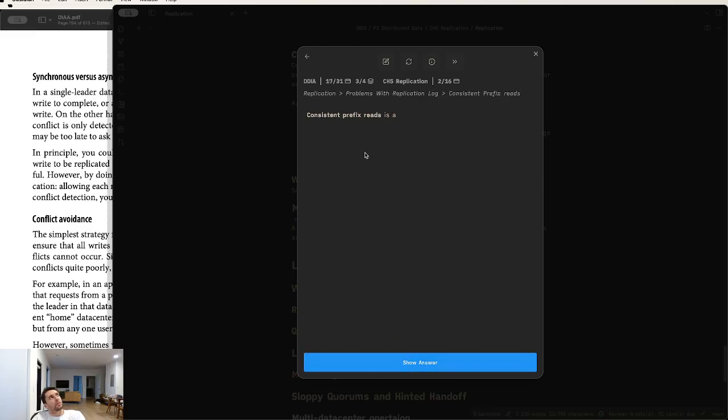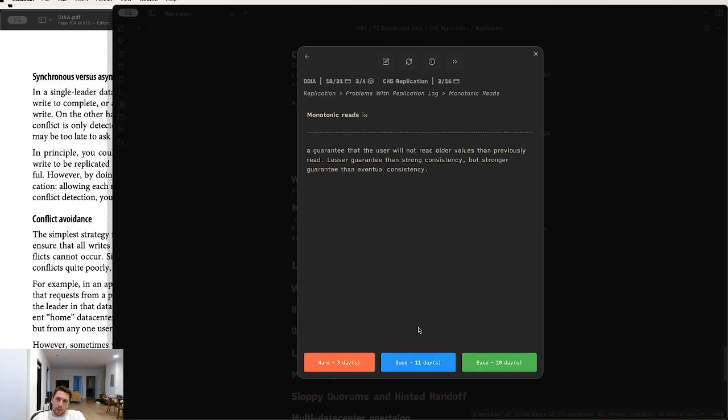Consistent prefix reads. I think is like whatever the order the data is written in is the order that it's read, or that is the order that it's returned. Yeah. Monotonic reads is a guarantee that once you read one state, you'll never read an older state. You'll only ever read newer states.